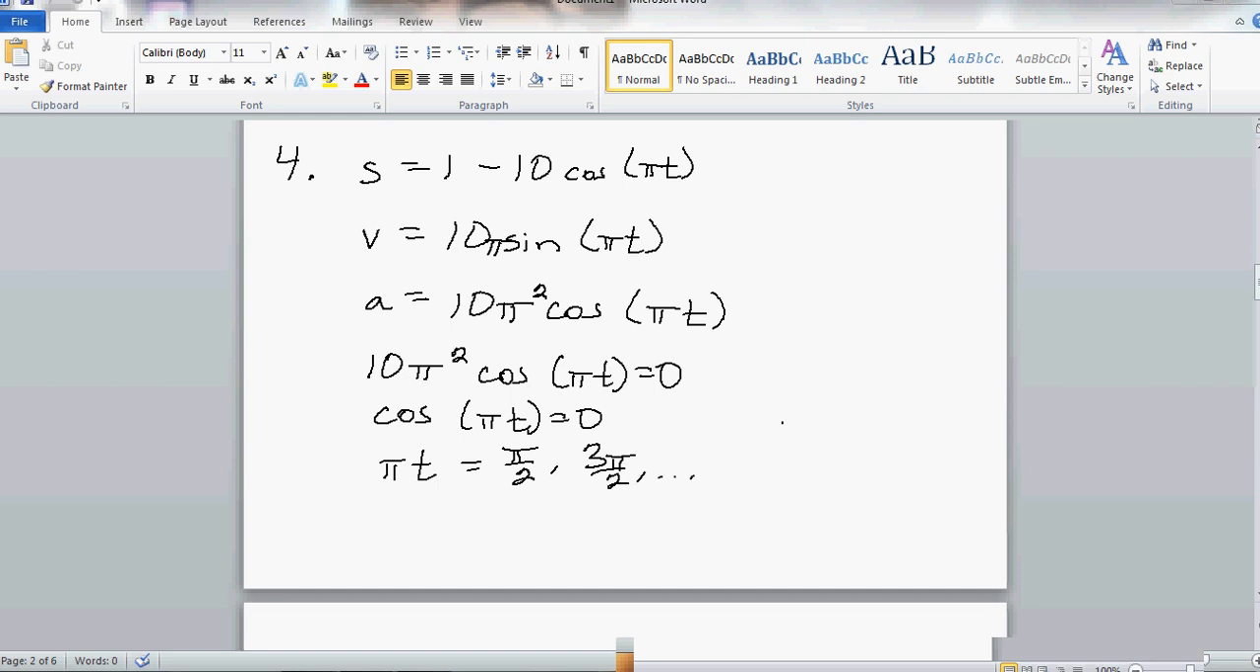And so dividing through by pi so that we figure out what time it is, divide everything through by pi, we get 1/2, 3/2, 5/2, and 7/2. And then the next one would be beyond the 4 seconds. So this is the time when the velocity will be at its maximum.